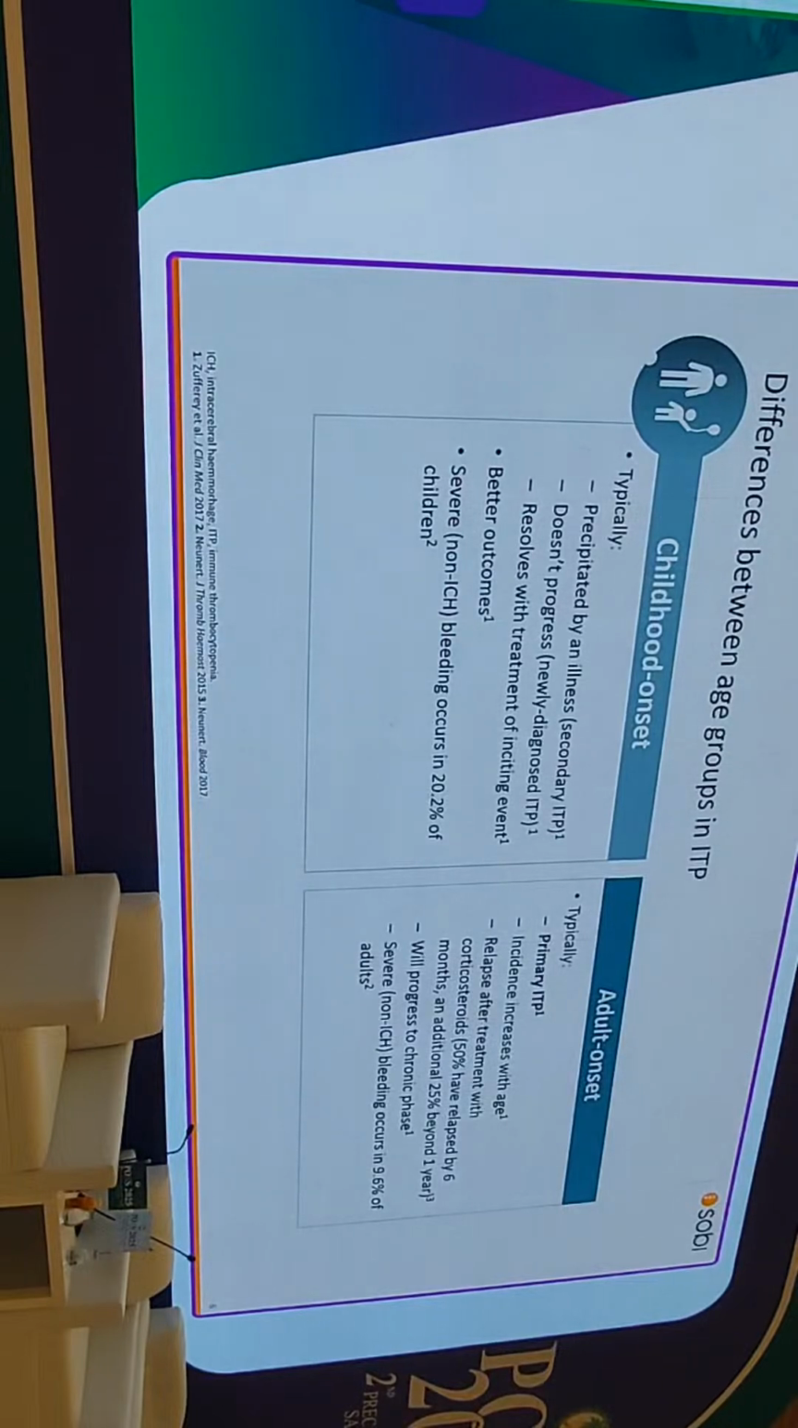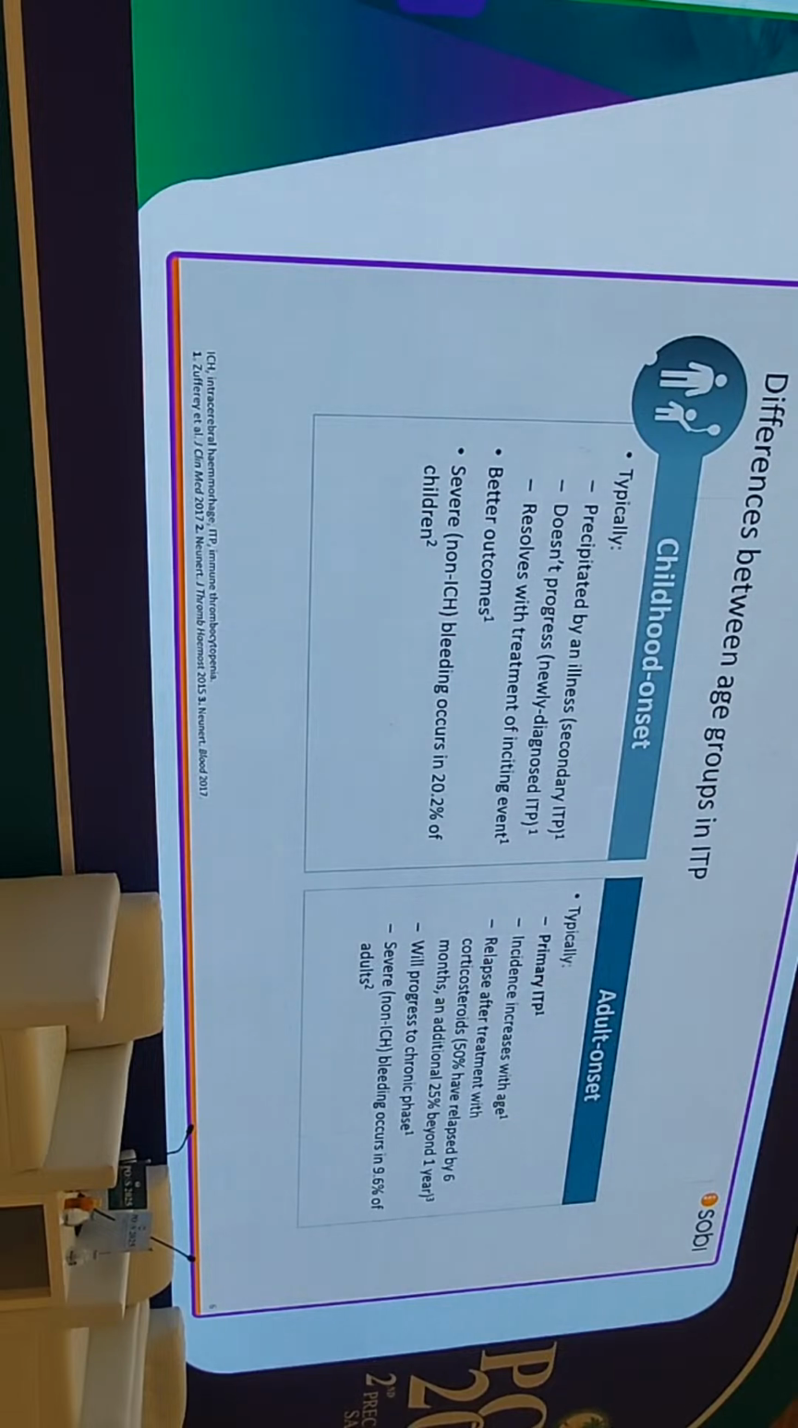In adults, as I mentioned, mostly it's primary, you have to follow and investigate. The incidence increases with age. Relapse after treatment with steroid. Unfortunately, till now, steroid is the first line as per guidelines. You cannot go to TPO.